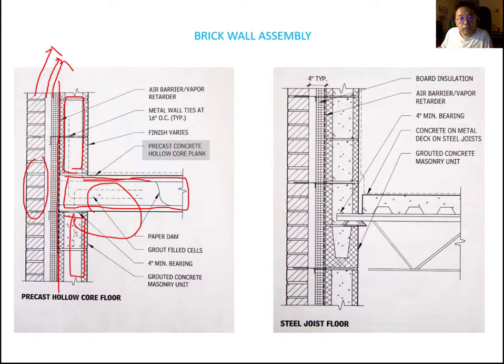Similarly here, you can see the truss design and then the metal decking system, and you can see the CMU block here as the structure. Then you have to provide the waterproofing membrane and the rigid insulation. The cavity space is typically 4 inches, and then you add the finish brick wall design.